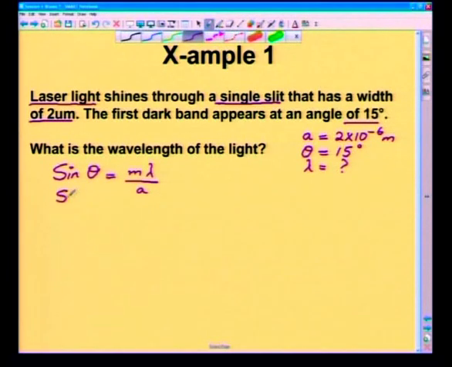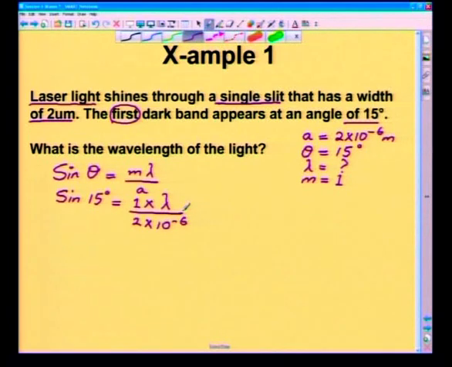So we know that theta is 15 degrees. So in place of theta, we write 15 degrees. For m, we are told that this first dark band appears at that angle. Now, there is this word here, first. That tells us that part of the information given to us is that m is equal to 1 because it's the first dark band. So we'll say that m is 1 times lambda, which is what we're looking for, divided by a, which is the size of the slit, that is 2 times 10 to the power minus 6.